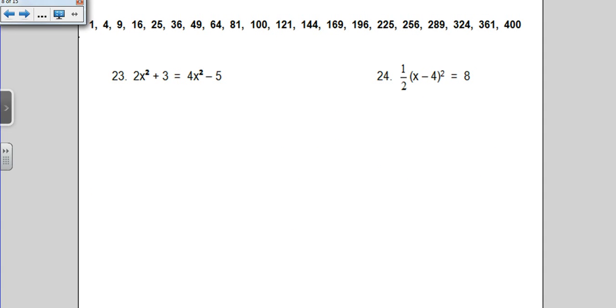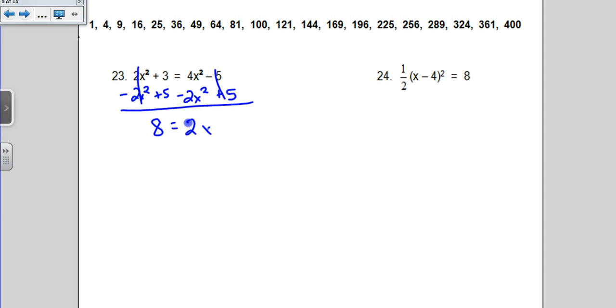Alright, a little bit of trouble going on here in 23. We've got a couple different places where I see x squared in the problem. So I need to bring those x squareds together. And I'm going to go ahead and subtract the 2x squared over to the right hand side. And at the same time, I'm going to go ahead and add this 5 to the left side. So we end up with 8 equals 2x squared. Now before we square root both sides, I'm going to divide by 2. And I end up with 4 equals x squared. Well, that's not that bad. Square rooting both sides. Be careful that you don't forget your plus or minus 2.